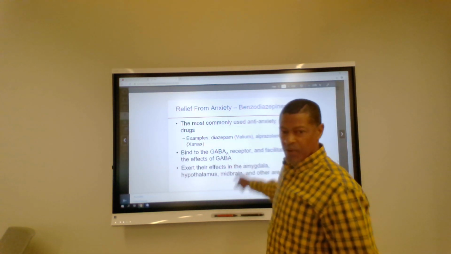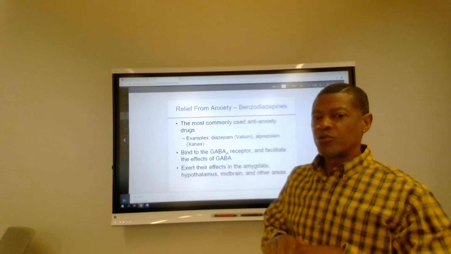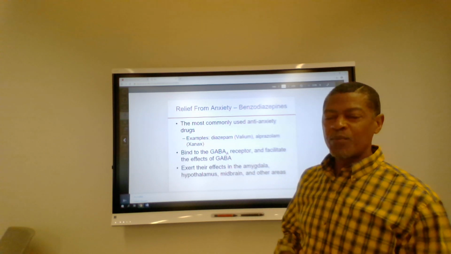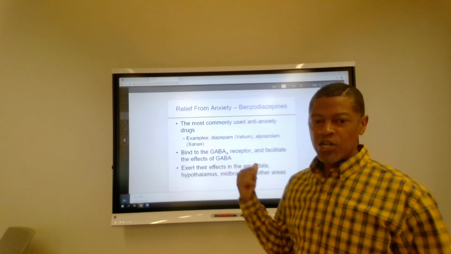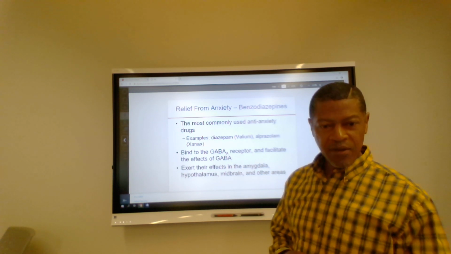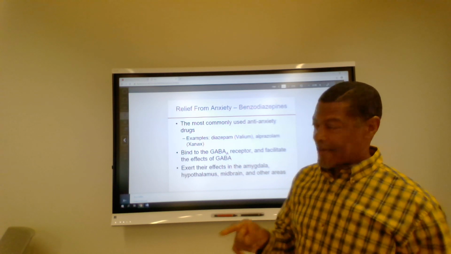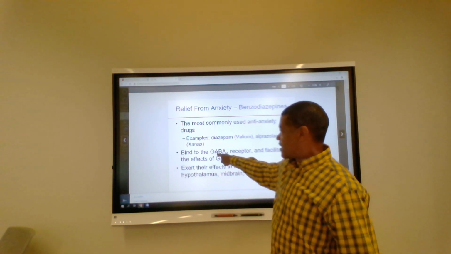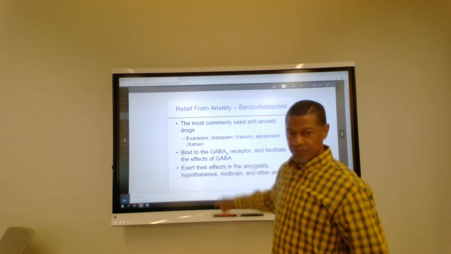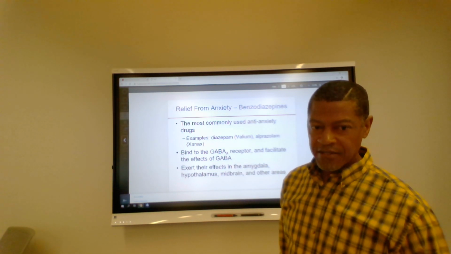Drugs like diazepam and Valium are considered to be anxiolytic substances, slowing you down. How does it work? It works by stimulating a neurotransmitter called GABA. GABA is not just a neurotransmitter, it's also an amino acid. GABA stands for gamma aminobutyric acid. Again, GABA stands for gamma aminobutyric acid.